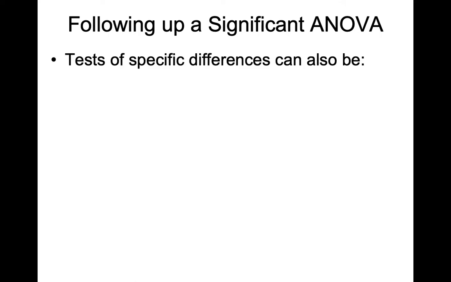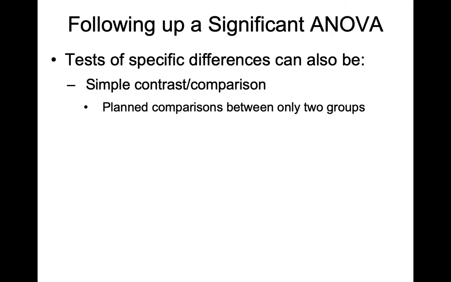Another way to think about testing differences between groups is that we can think of testing differences as either being simple, which would just be a planned comparison between only two groups. And I should say that you could have a post hoc comparison there. So we can say planned or post hoc comparison between only two groups. But a simple comparison is a comparison between only two groups.